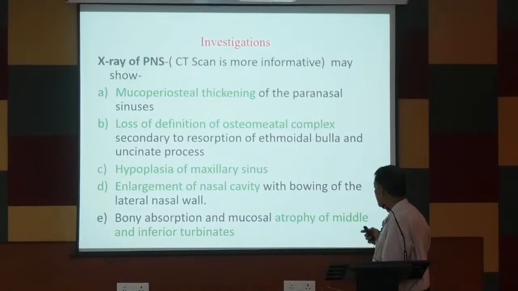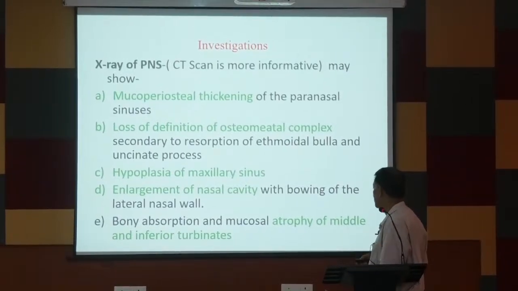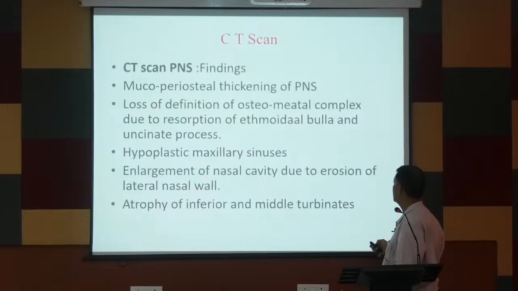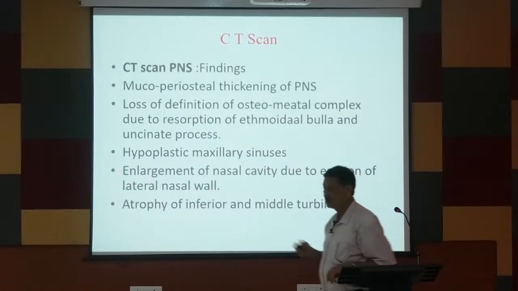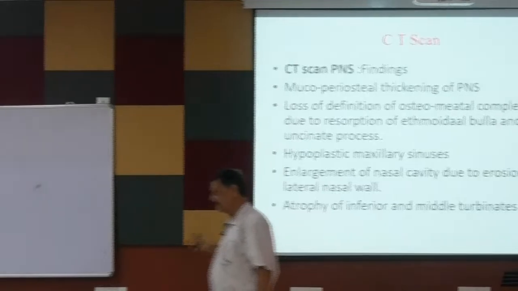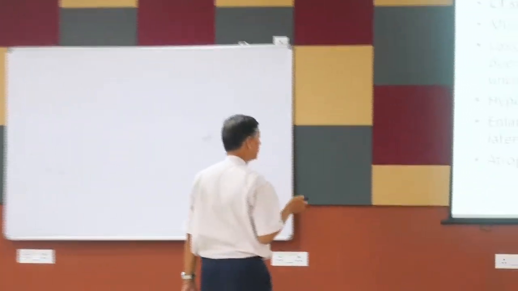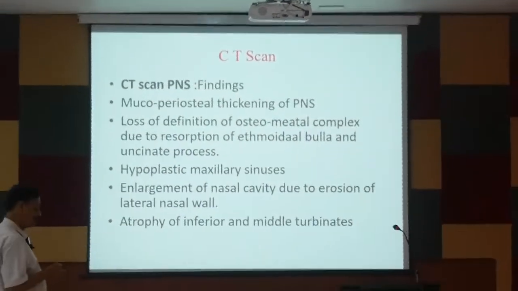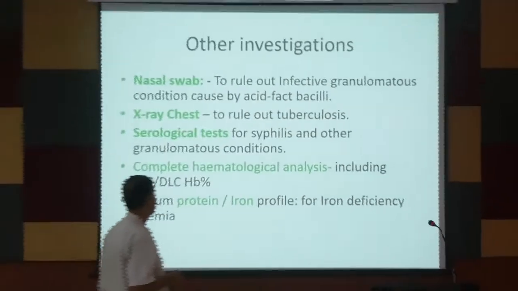Hypoplasia of the maxillary sinus, enlargement of the cavity with boring of, আমি পড়াতে বলে গেছি, bony absorption and mucosal atrophy in the middle and inferior turbinate. These we can see in X-ray, but CT scan this we'll see again with a more precise form. So in the CT scan we will see mucosal thickening, periosteal thickening, loss of definition of the complex, which you can see that this is bulla, this is X-ray PNS bulla তো ভালো বোঝা যায় না, and enlargement. These are all I have seen which are not easily demonstrated.